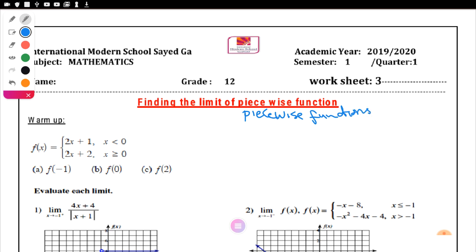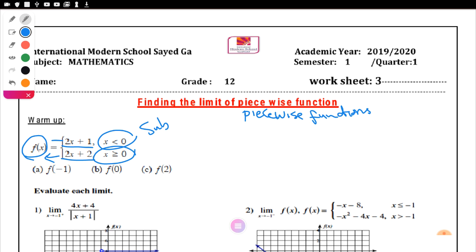Don't forget, before I talk about the limit of piecewise function, I have to know what is the meaning of piecewise function. As you know, the piecewise function is a function which is defined by sub-functions on subdomain. Here, f of x is defined by two functions. The first one, when x less than 0. That is subdomain, a subset of the domain of the function. And 2x plus 2 when x greater than or equal 0.